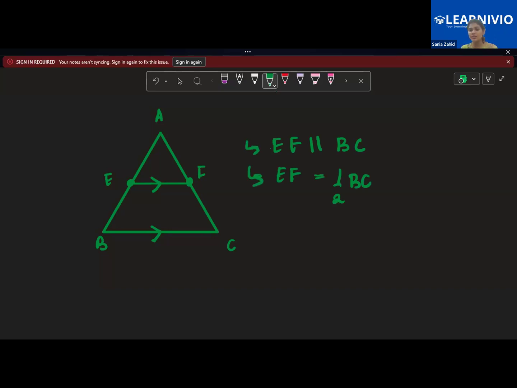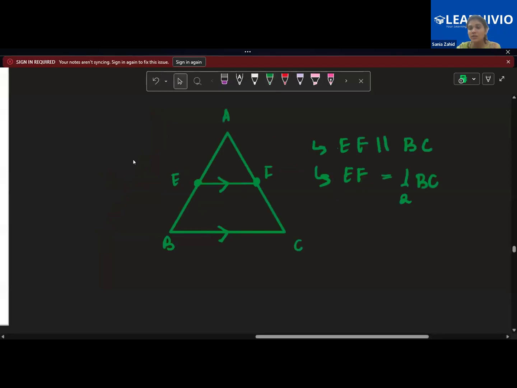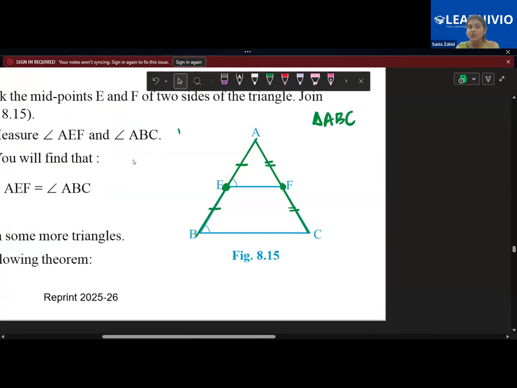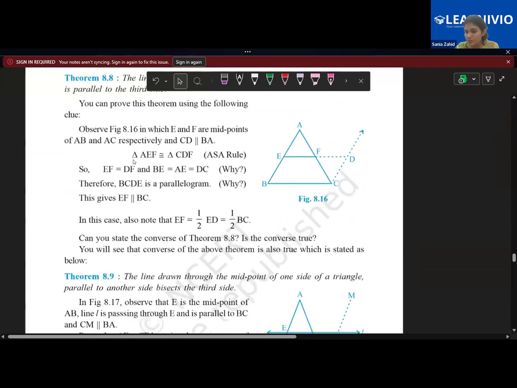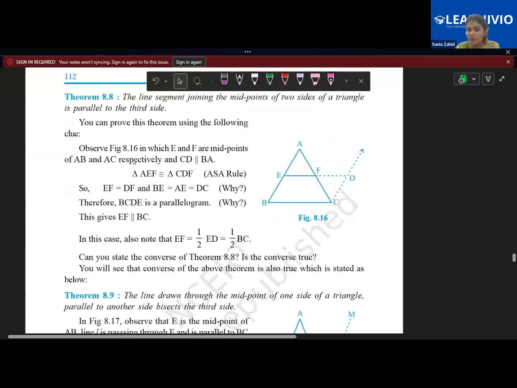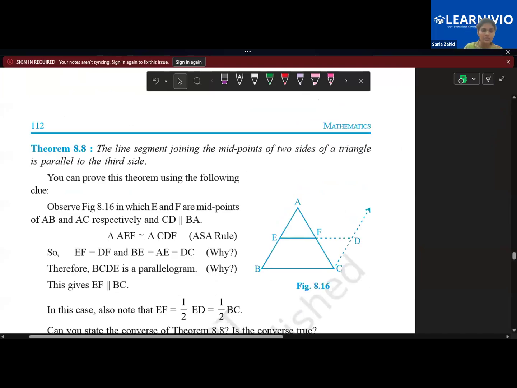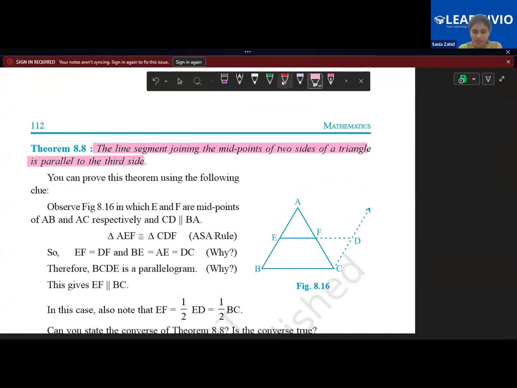Do you understand these both points? Yes, ma'am. Okay. This is what the midpoint theorem tells you. Now, in your syllabus, you have the proof of the midpoint theorem. Now how do we prove the midpoint theorem? First of all, just write this theorem. The line segment joining the midpoints of two sides of a triangle is parallel to the third side. This is the first part.